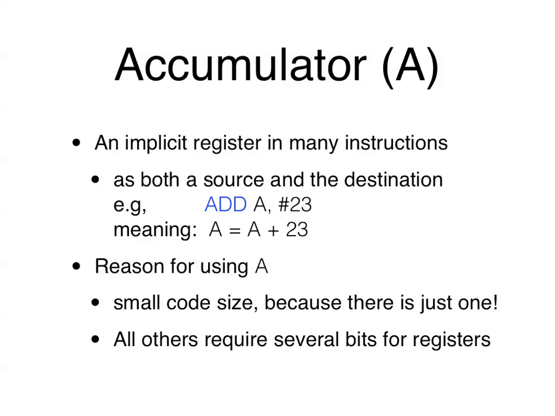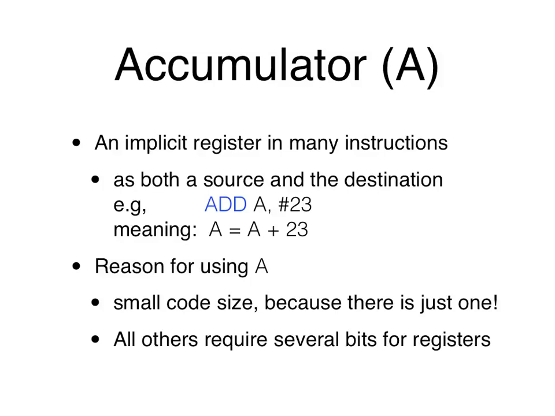Now, accumulator is interesting in that it's an implicit register as part of many instructions. And in fact, it's both a source and a destination. So for example, there's an add instruction. And it has the format of something like add, and then A, comma, and #23. Something like that. What does that mean? That means A gets A plus 23. Okay? So that's how 8051 does it for a lot of instructions.